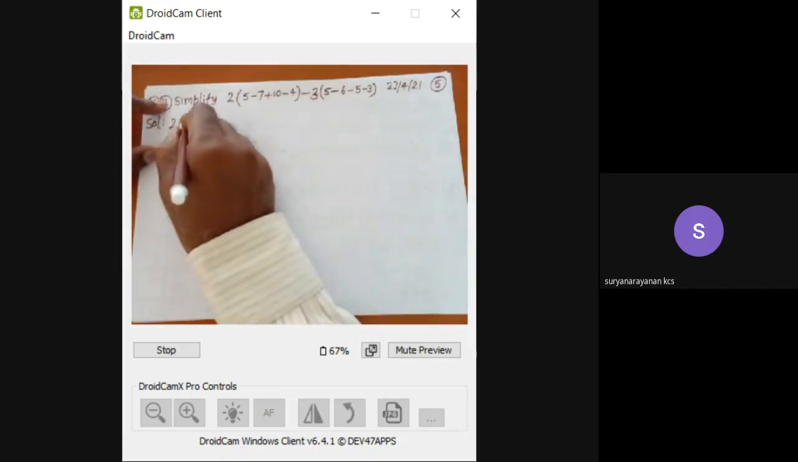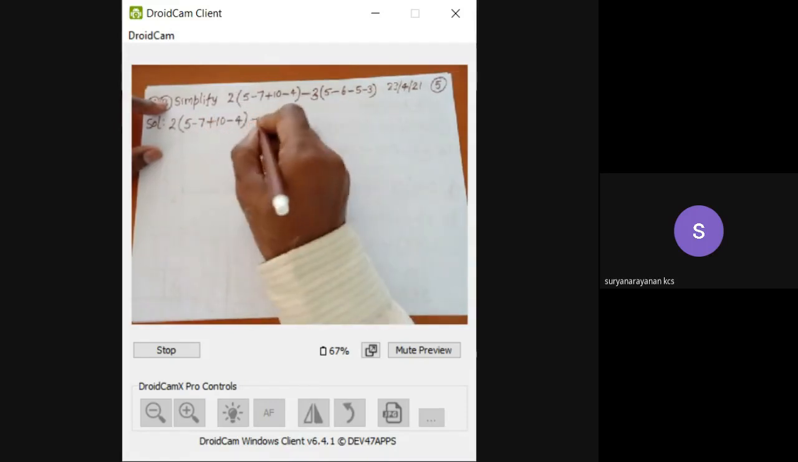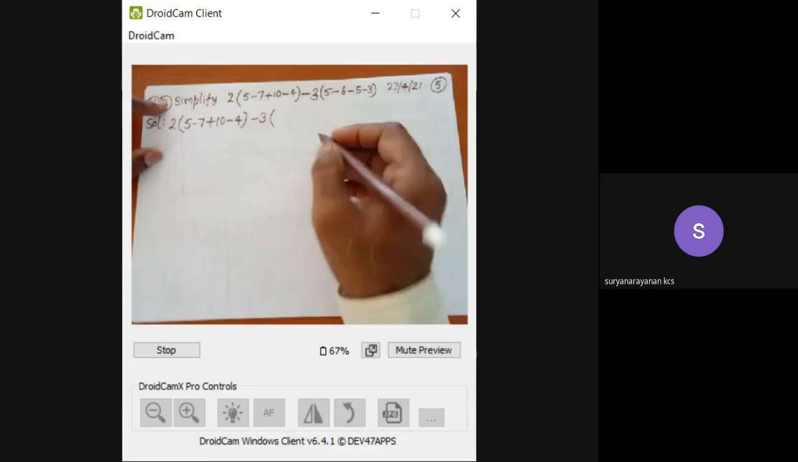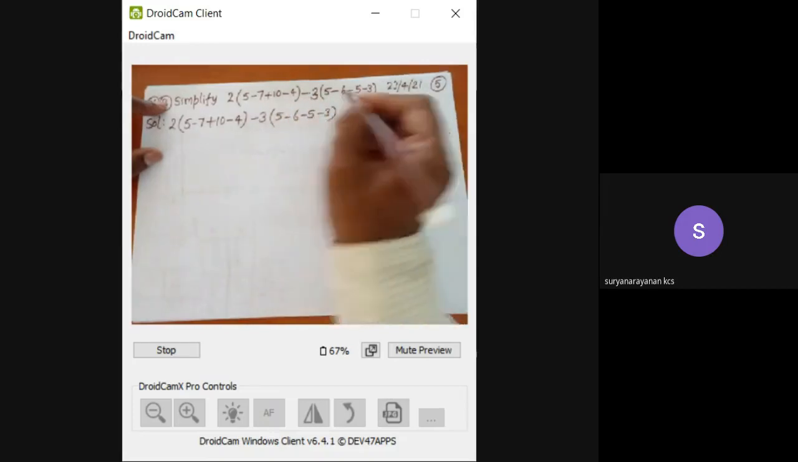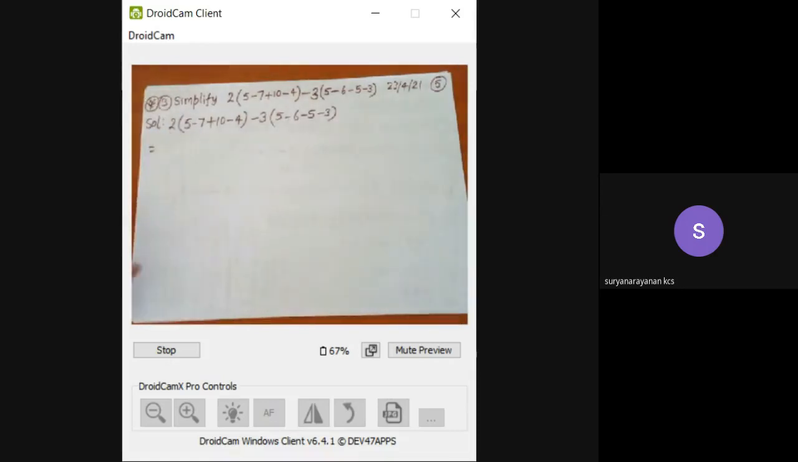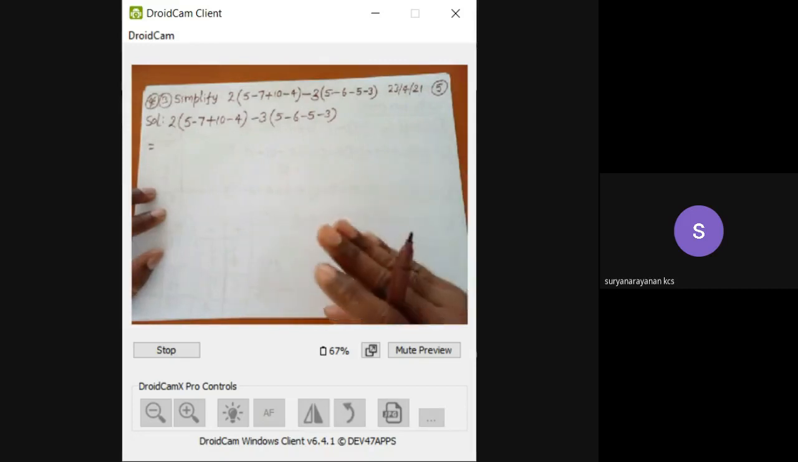2 into 5 minus 7 plus 10 minus 4 minus 3 into 5 minus 6 minus 5 minus 3. Listen to this question, my dear children, carefully. First of all, we have to simplify the numbers which are inside the brackets. Every time we should simplify the numbers which are given inside the brackets. We write the numbers which are outside the brackets as it is.